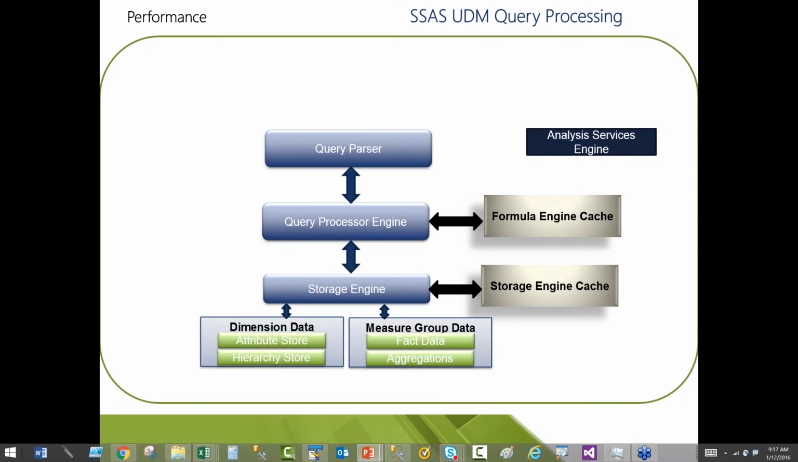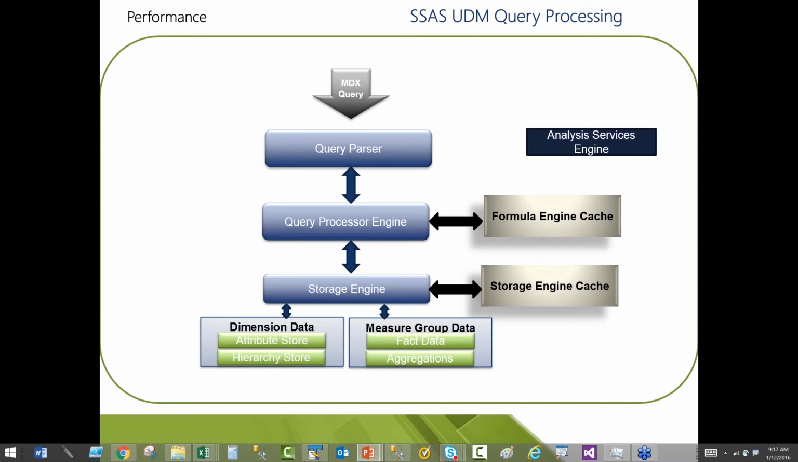One of the things that's key to understanding performance in either the multidimensional or tabular world is how the internals of each technology process a query. When we talk about a multidimensional solution, the MDX query comes in and is received by the query parser. The query parser has an XML listener which accepts the request, parses the request, and then passes it along to the query processor for query execution.